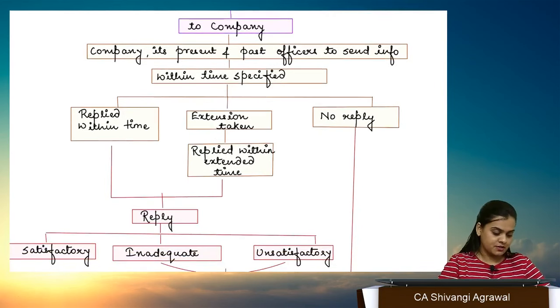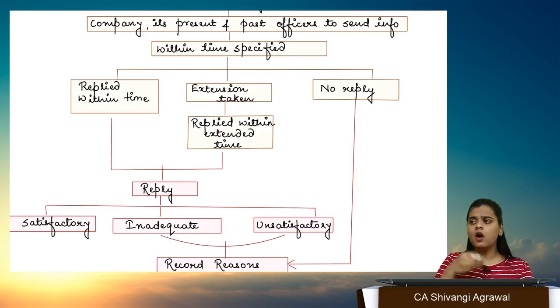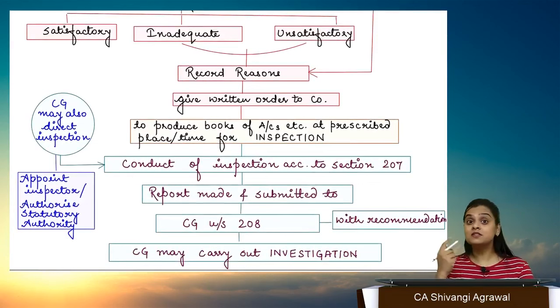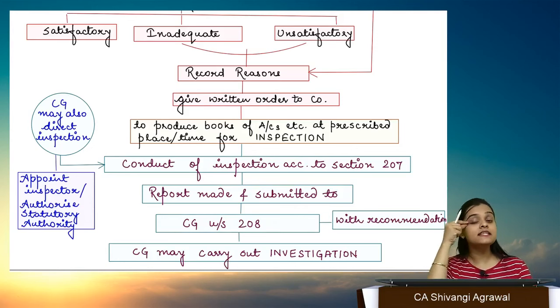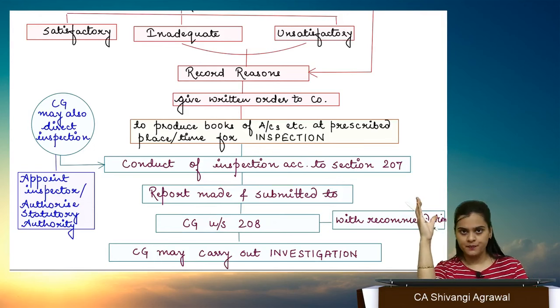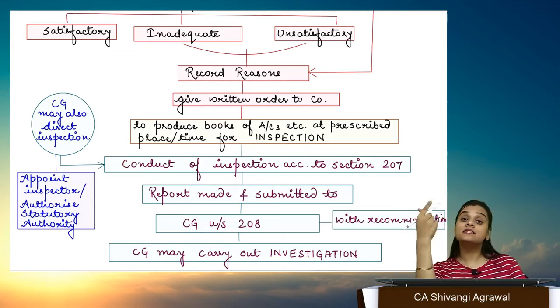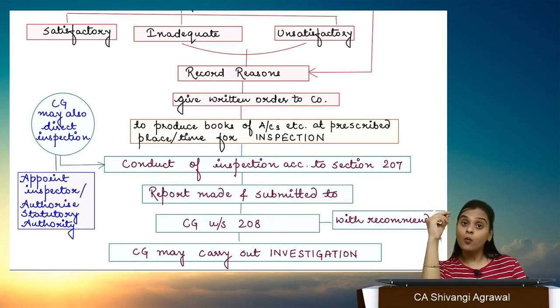On receipt of the notice, there are possible cases that you reply or you don't reply. And even if you reply, or you reply with some extended time, the reply may be satisfactory, not satisfactory, or inadequate. In case the reply is not satisfactory, is inadequate, or you haven't replied at all, in all these three cases, the registrar gets a reason to go for inspection. That means it will call for complete books and accounts and papers and inspect them, right? So it gets a reason to do so. It will record the reasons and send you the second notice, which is of inspection.